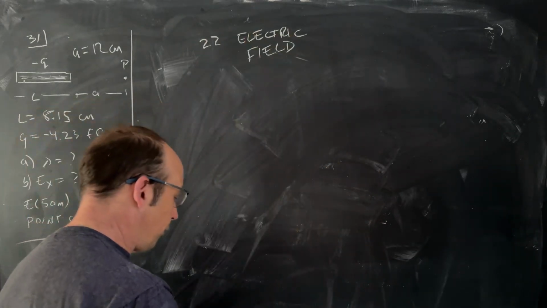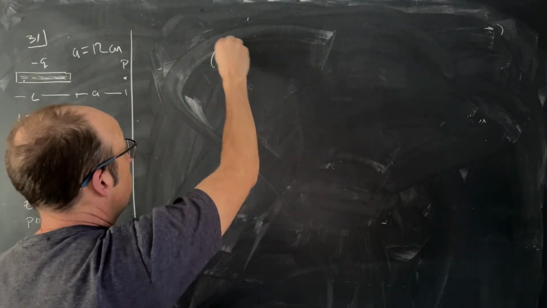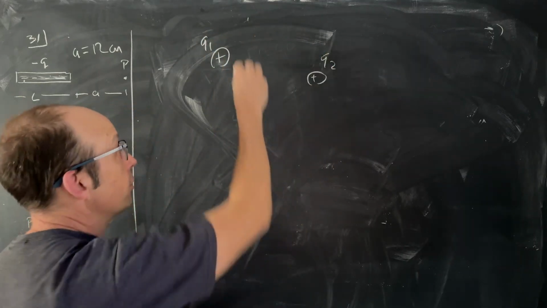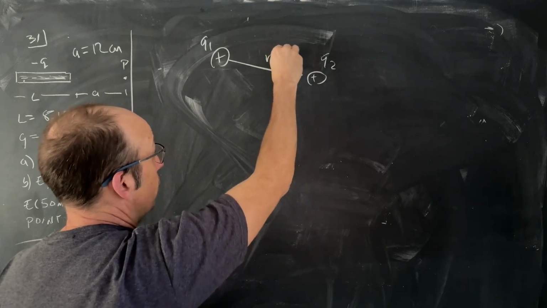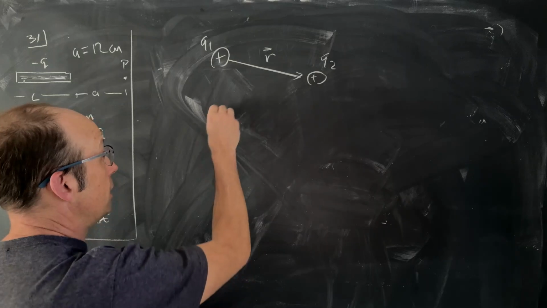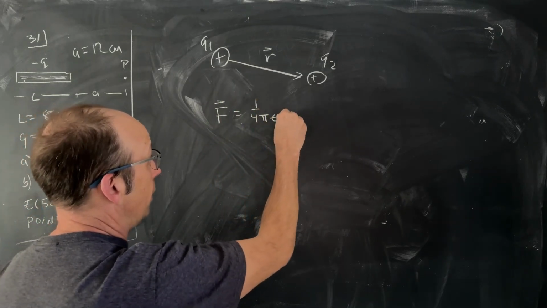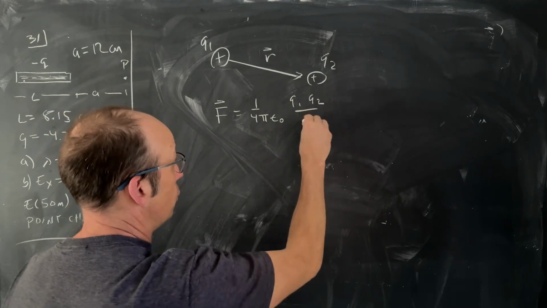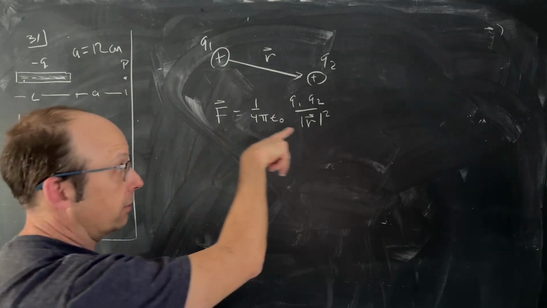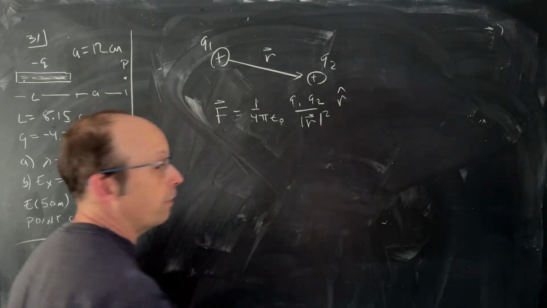So electric fields. We already looked at the idea of the Coulomb force. Imagine I have a charge Q1 and another charge over here, Q2. We said that there is a vector from Q1 to Q2, the position vector r, such that the electric force is 1 over 4 pi epsilon naught, Q1 Q2 over the magnitude of r squared. But since that's a vector and the rest are scalars, I need to multiply by the unit vector r hat.